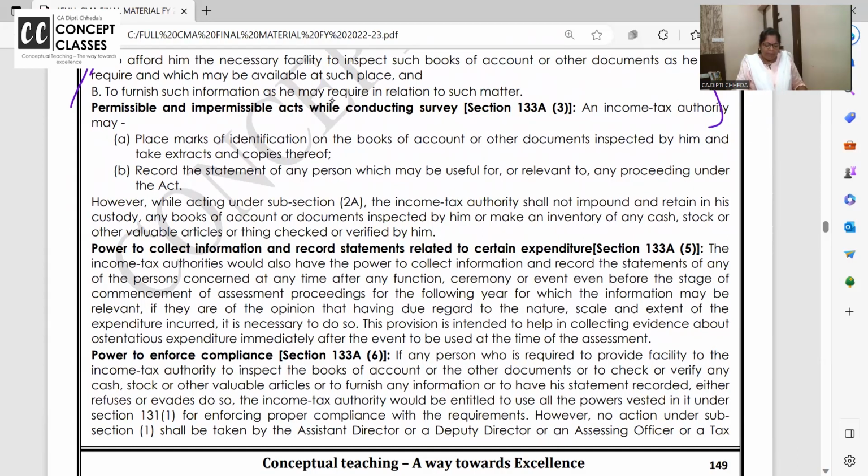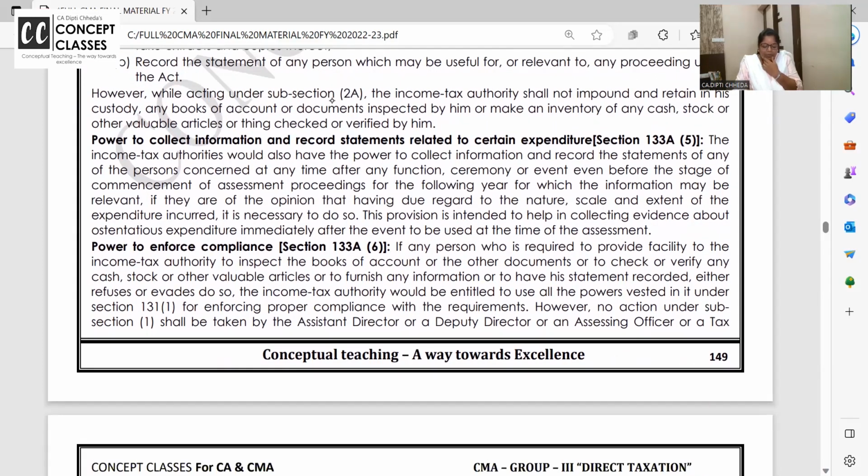Permissible and impermissible acts while conducting a survey. Income tax authority may place marks of identification on the books of accounts or other documents. Record the statement of any person. Power to collect, ये सब ठीक है, read करके छोड़ दो. Power to collect information and record the statement to certain expenditure.